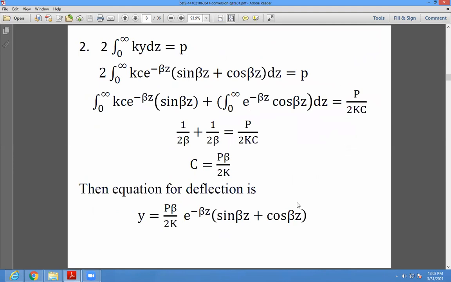Then write down this equation of deflection. You may call delta or y. Write down equation of deflection: y is equal to P beta by 2k e raised to minus beta z in bracket sin beta z plus cos beta z.